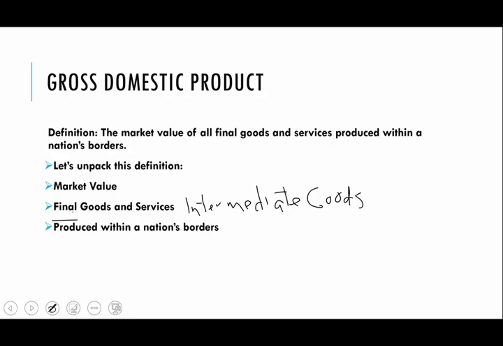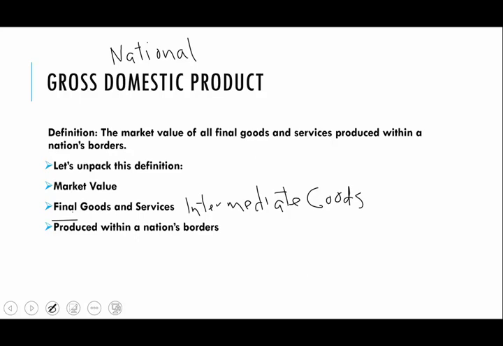Produced within a nation's borders pretty much means what it says. So we contrast this with gross national product, which a couple decades ago used to be the number that was reported most, but now gross domestic product is. And gross national product would include all production if the owner of the company is a U.S. citizen.